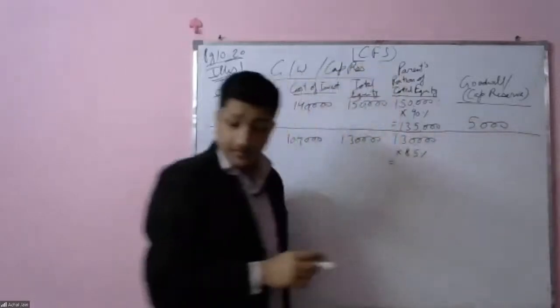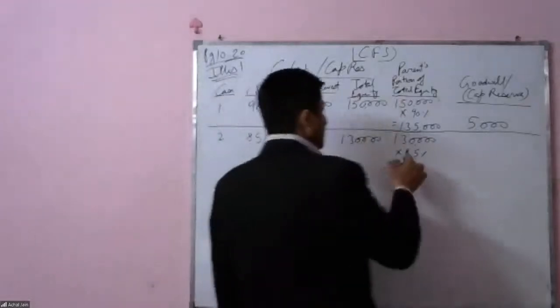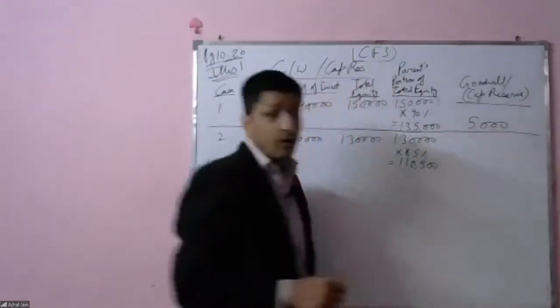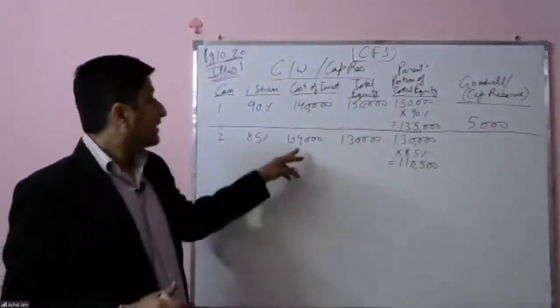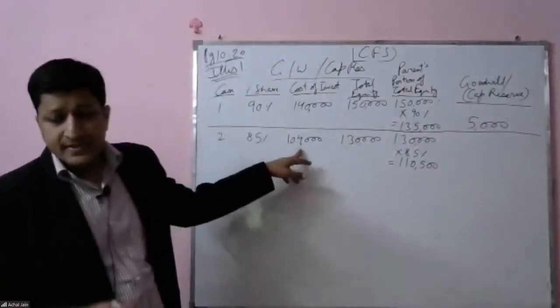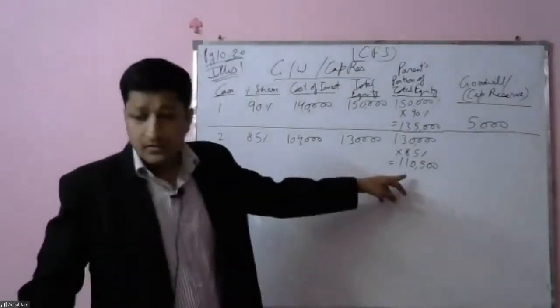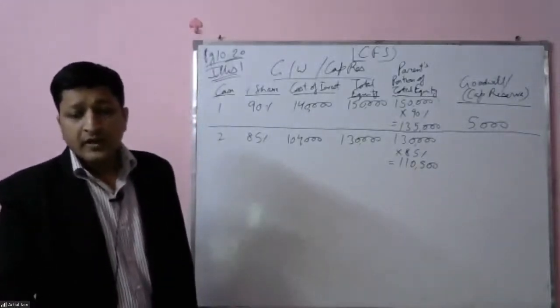So what do we get? We get 1,10,500. So now, what do we get? It's negative 1,04,000 less 1,10,500. So for case 2, what do we get?